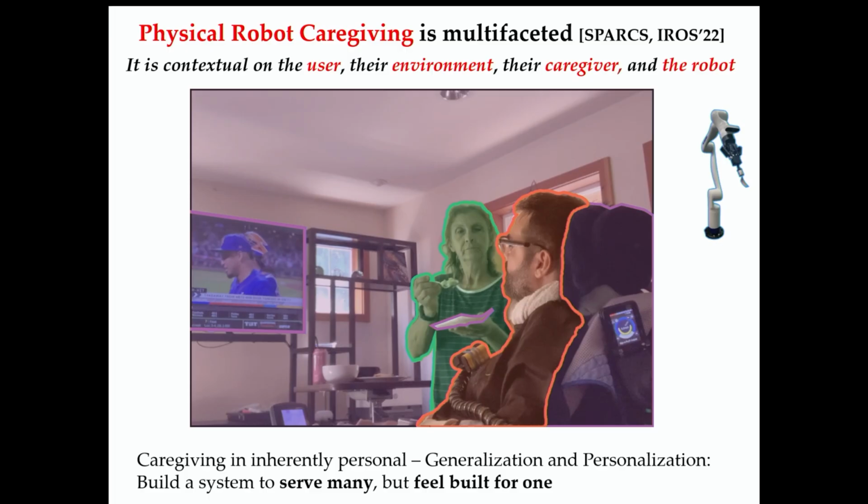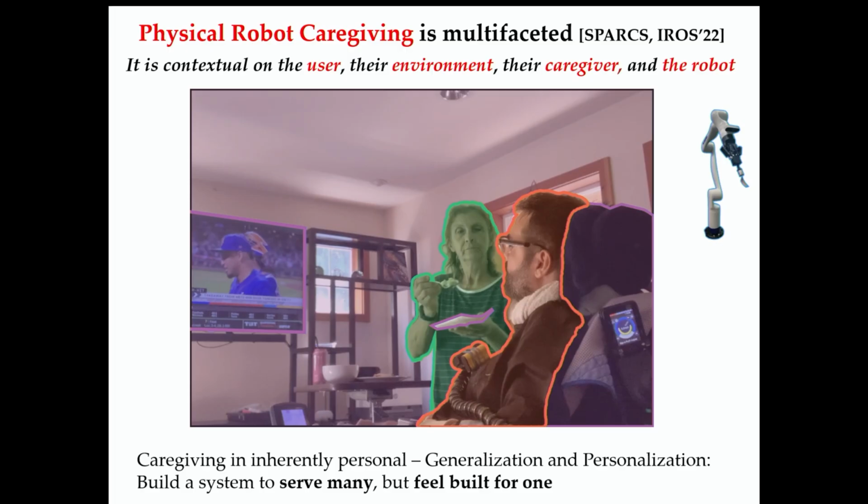Now just to clarify, while there are various robot embodiments, in my lab we focus mostly on robot arms, like the one that you see here. These are mounted on wheelchairs or other assistive devices, and they can move around and do tasks.